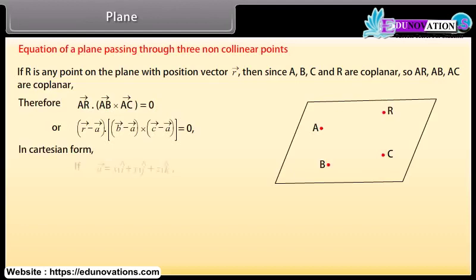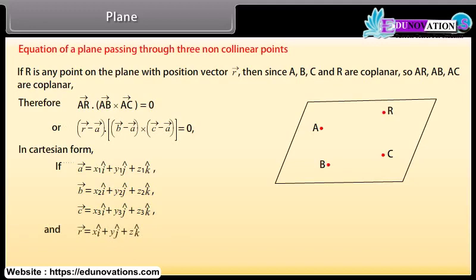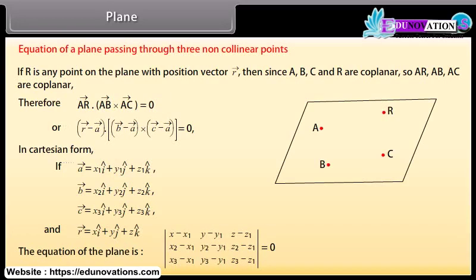In Cartesian form, if vector A equals x1 cap i plus y1 cap j plus z1 cap k, vector B equals x2 cap i plus y2 cap j plus z2 cap k, vector C equals x3 cap i plus y3 cap j plus z3 cap k, and vector r equals x cap i plus y cap j plus z cap k, the equation of the plane is the determinant, row-wise: first row x minus x1, y minus y1, z minus z1; second row x2 minus x1, y2 minus y1, z2 minus z1; third row x3 minus x1, y3 minus y1, z3 minus z1; equals 0.